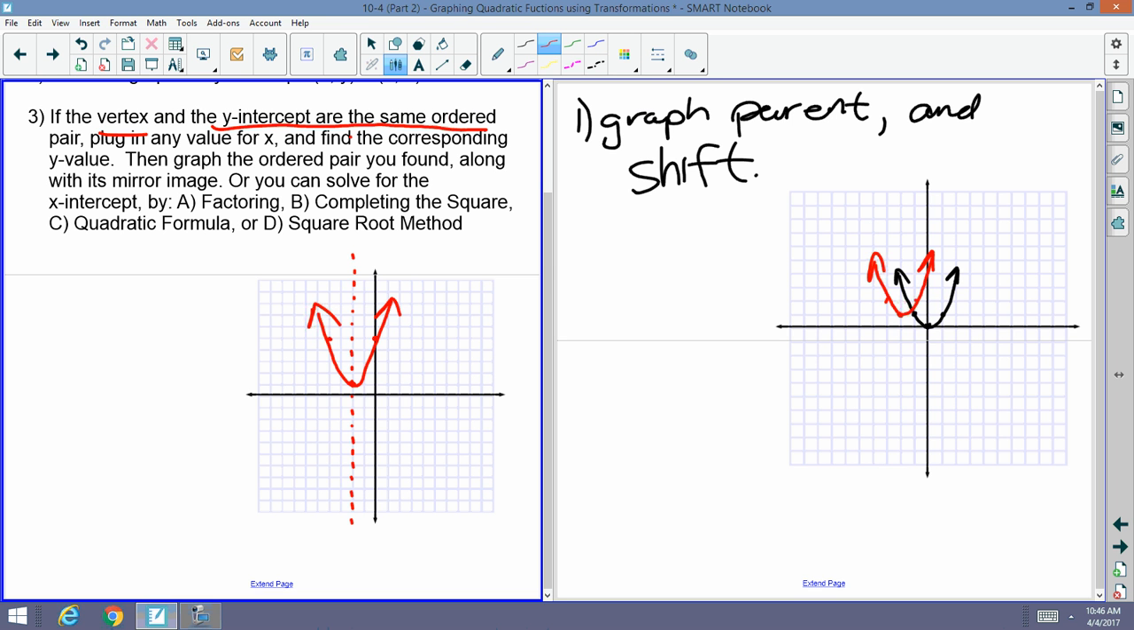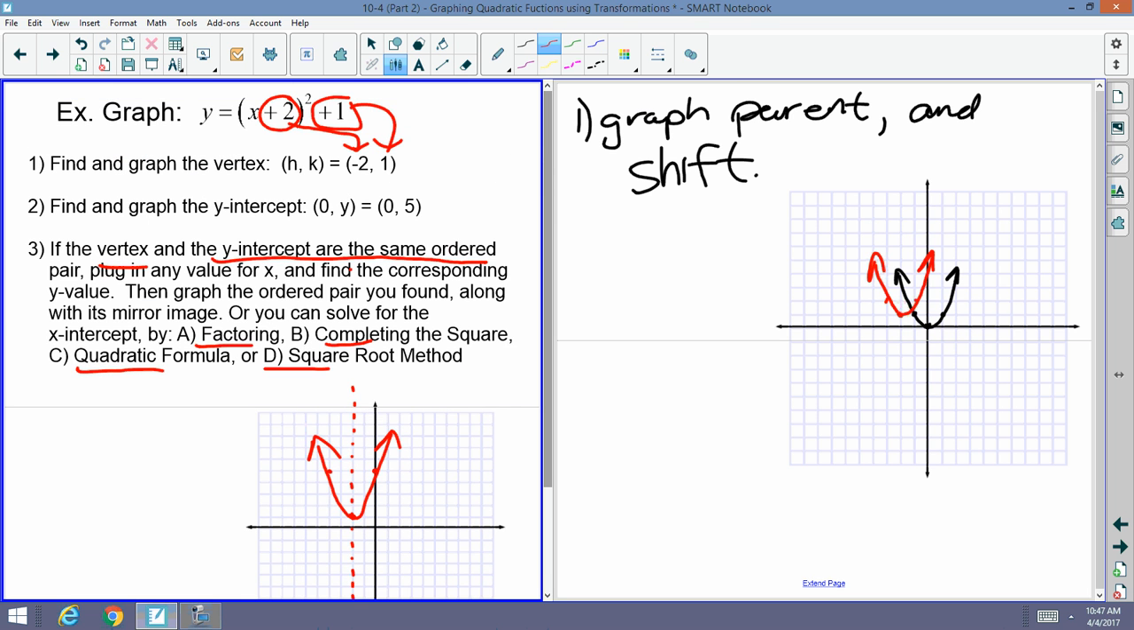You can solve by factoring, completing the square, quadratic formula, or square root method. In this case, does this have any solutions? Guys, does this have any solutions? No, it doesn't cross the x-axis. There are no real solutions here. The complex solution, then you'd have to actually use the quadratic formula. Okay. You guys with me here?